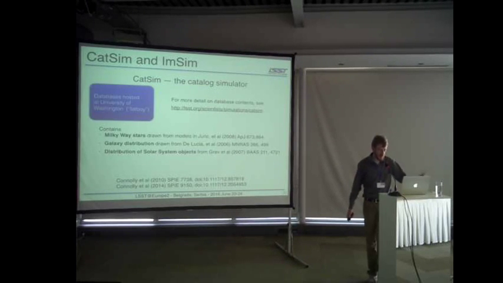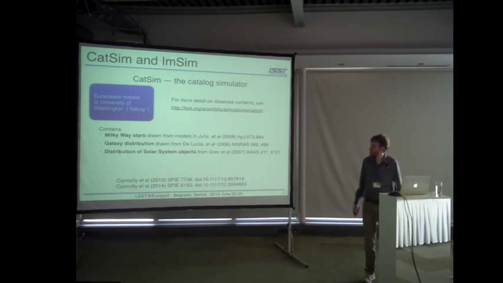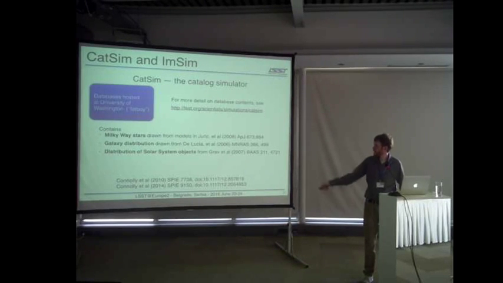So, the database contains a distribution of Milky Way stars drawn from the Galfast simulations run by Mario. It contains a distribution of galaxies painted onto the Millennium N-body simulation from De Lucia et al. And then it contains a distribution of solar system objects from Grav et al. 2007. We are actually working to update this particular simulation even as we speak, so that's not going to be Grav et al. for much longer.